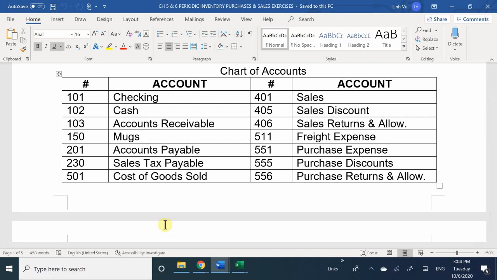Sorry, I was figuring out my math. That's fine. Okay, so I'm going to need purchase returns and allowances, which is going to be 556. This is going to be for a return. I didn't send anything back, so I don't have to worry about any kind of freight. But I did a purchase on account, so I'm going to have to include my accounts payable, for 201.